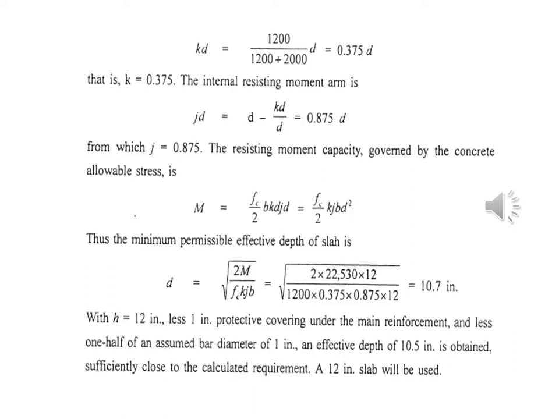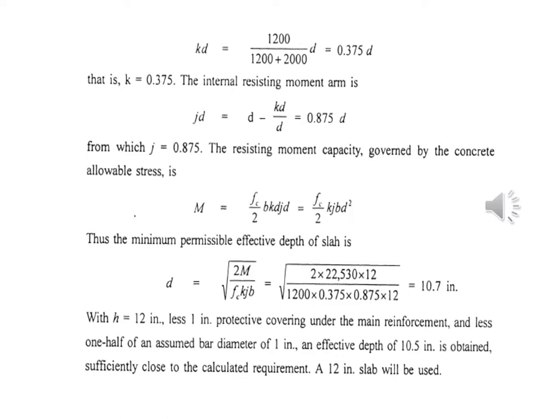2 × 225 × 320 divided by 1200 × 0.375 × 0.875 gives 10.7 inches. So the total depth is 12 inches, less 1 inch of protective covering under the main reinforcement, less 1/2 of the assumed bar diameter of 1 inch. The effective depth of 10.5 inches is the provided depth, sufficiently close to the targeted moment. The thickness is 12 inches plus the cover.